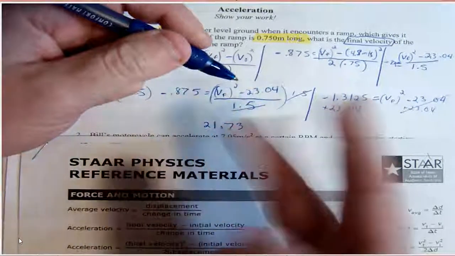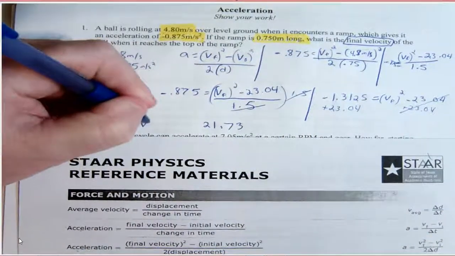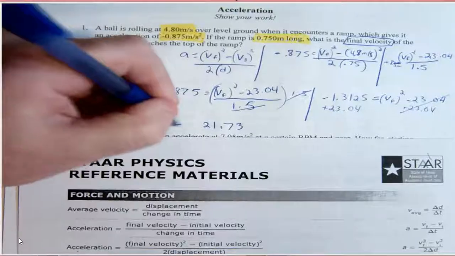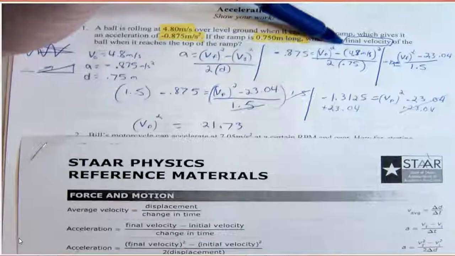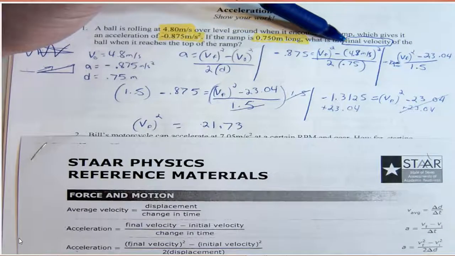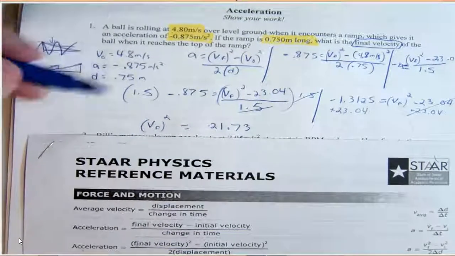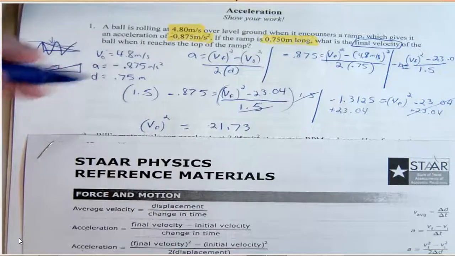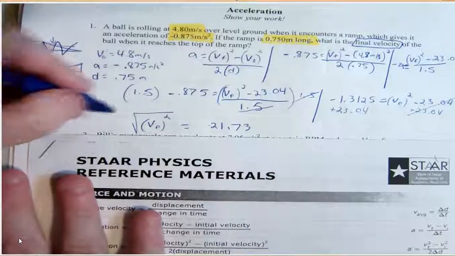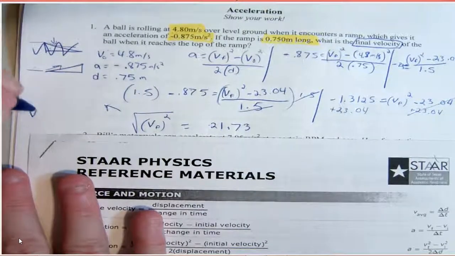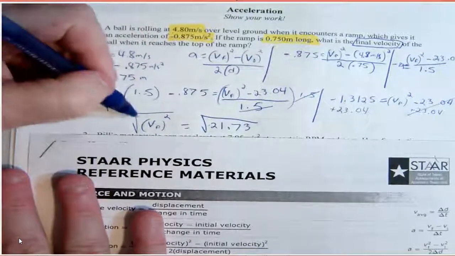We're going to flip it so I can get this variable on this side. So we're going to have the final velocity squared equals 21.73, right? We are not trying to find the final velocity squared. We're trying to find the final velocity, right? So what we have to do to get rid of a square is the opposite of a square, which is a square root. So we have to square root this side, which is just going to give us the final velocity. There's no more square, which means we have to square root this side. If we do one, we've got to do the other.